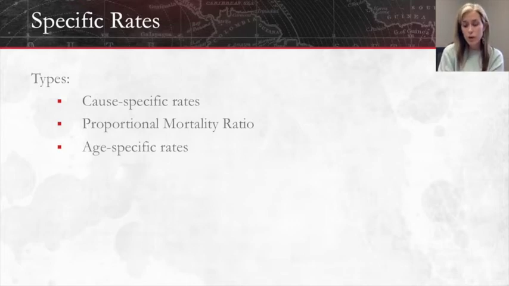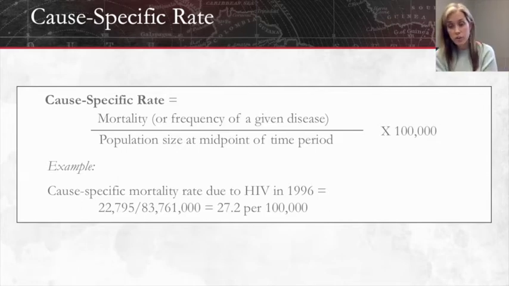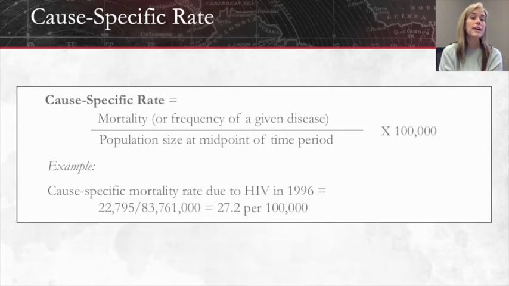Some examples that you're going to run across in the course of this training program are cause-specific rates, proportional mortality ratio, and age-specific rates. So let's look at that. So a cause-specific rate is just when you are looking at the mortality of a given disease, so death due to a given disease, or you may just be looking at morbidity of a given disease, the frequency of the sickness of the disease, okay, over the population size at the midpoint of the time period, okay. And so in this case, we multiply it by 100,000. It just really depends on what the accepted format is.